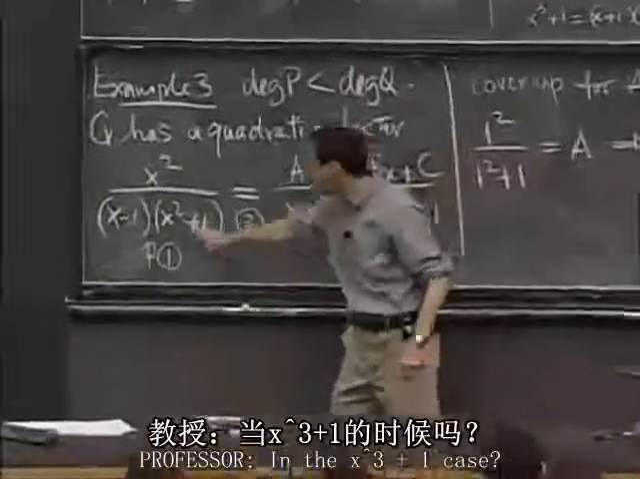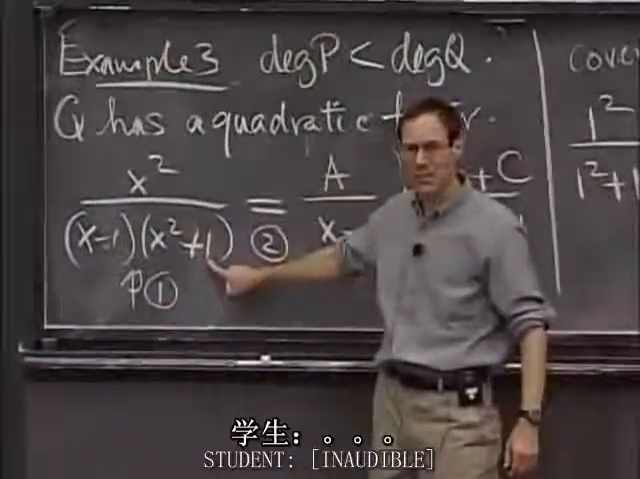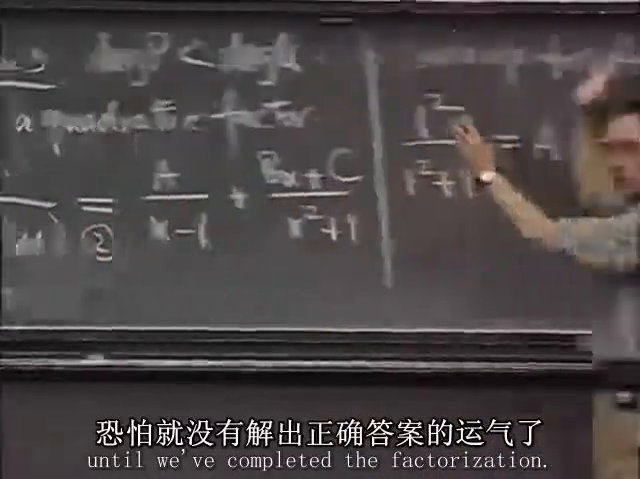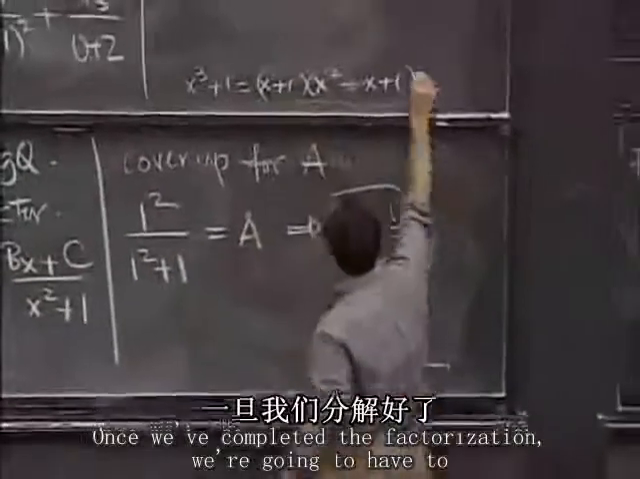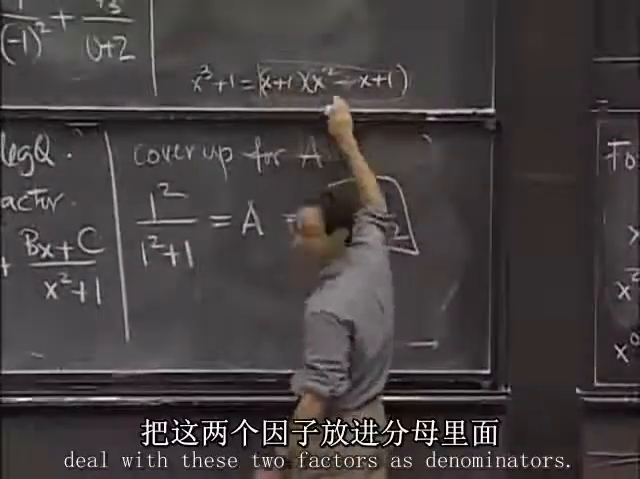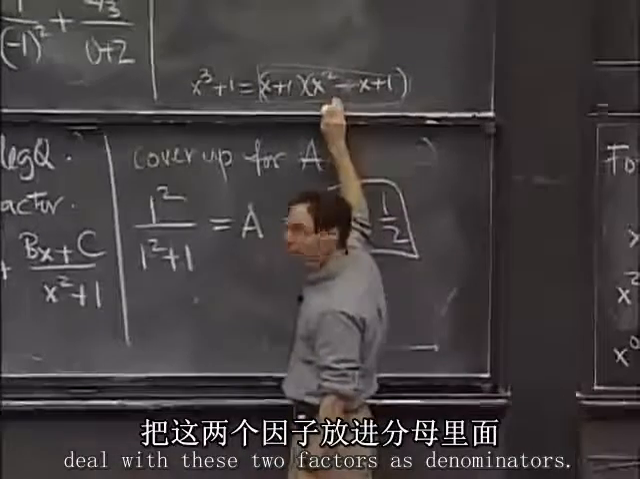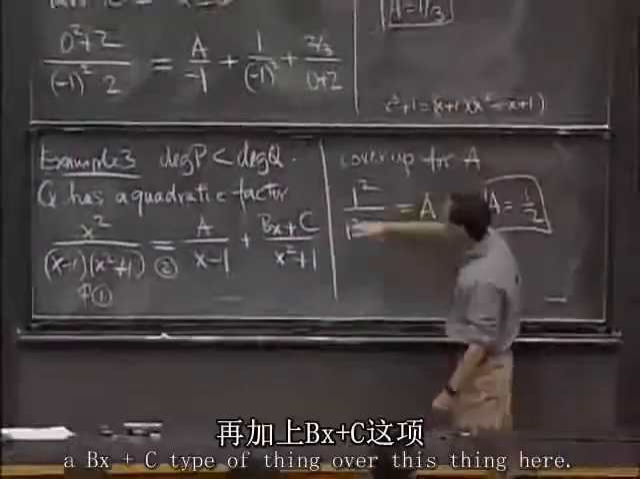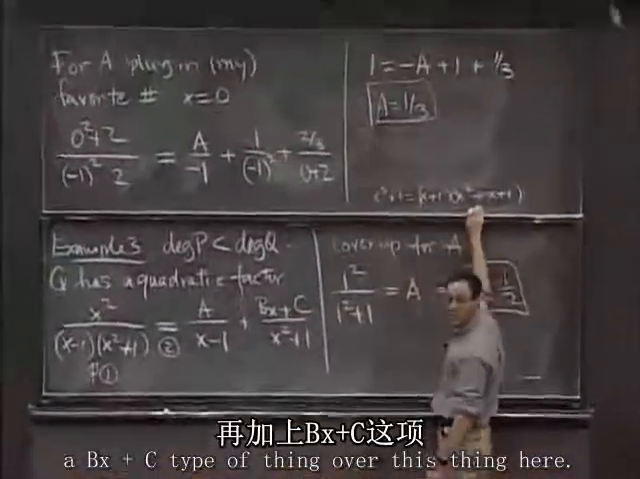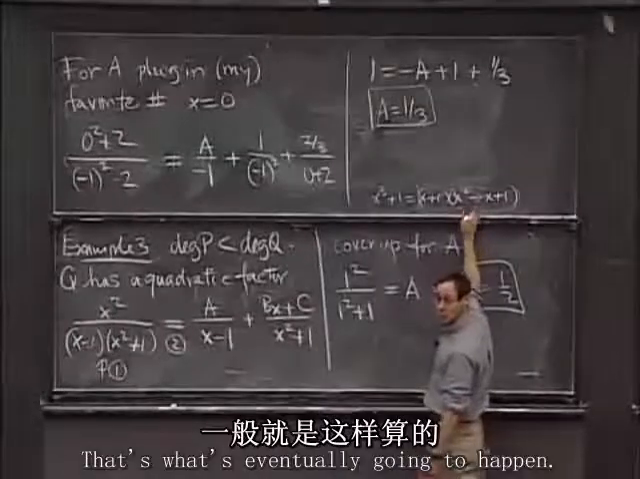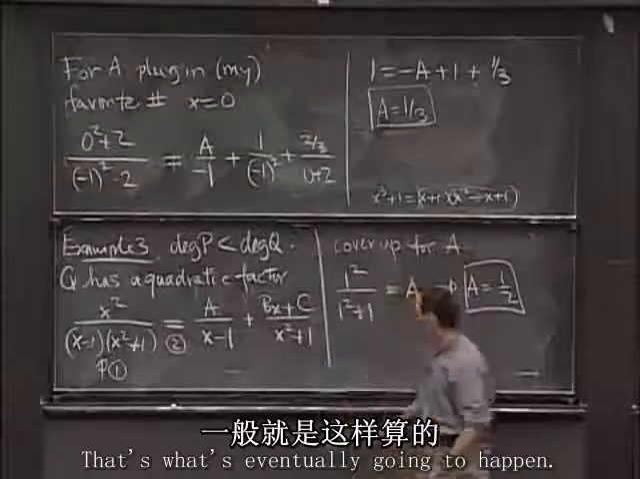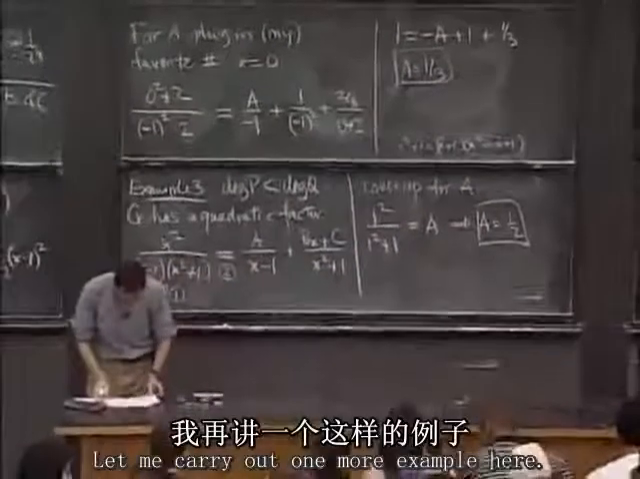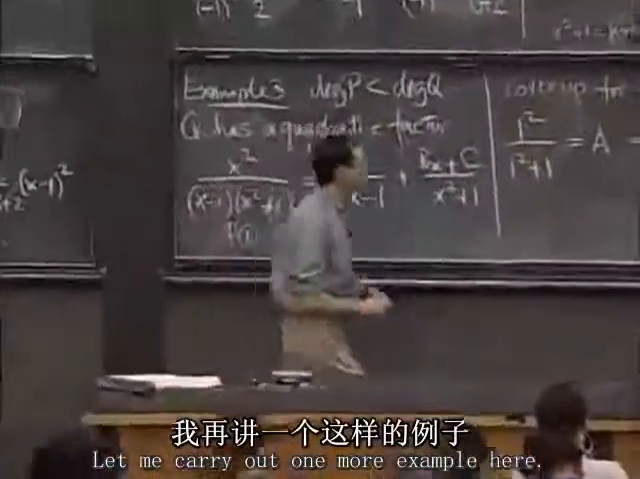In the x cubed plus 1 case, we are out of luck until we've completed the factorization. Once we've completed the factorization, we're going to have to deal with these two factors as denominators. So it'll be something over x plus 1 plus a bx plus c type of thing over this thing here. That's what's eventually going to happen. But hold on to that idea. Let me carry out one more example here.